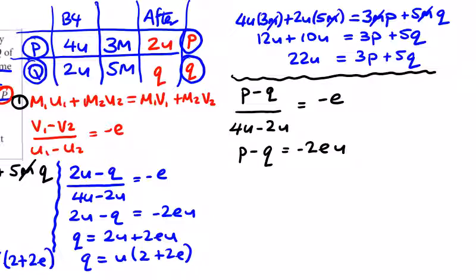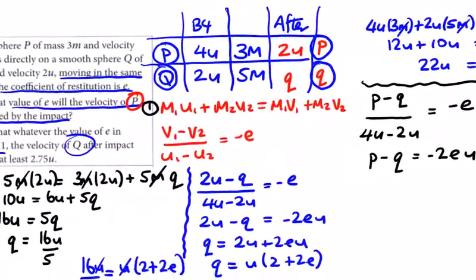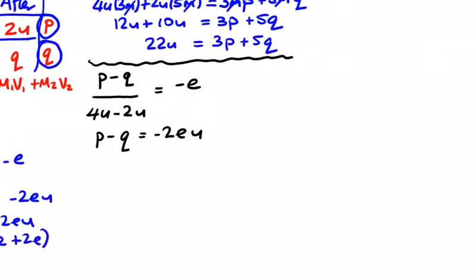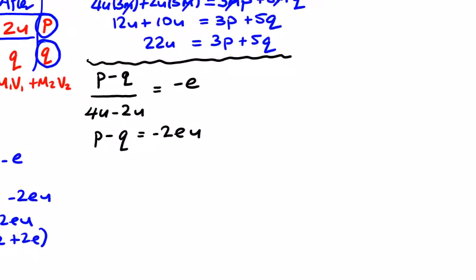So just back to the question for a sec. We're focusing on Q here, so the velocity after Q. So let's just focus on Q. So if we can get rid of P, maybe that might help us. So if I multiply this one by a minus 3, I'll get rid of P.